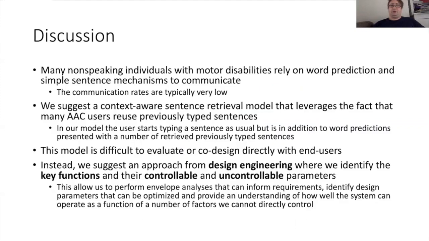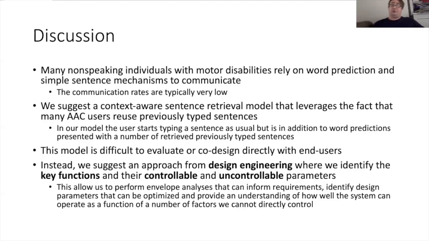Many non-speaking individuals with motor disabilities rely on word prediction and simple sentence mechanisms to communicate. The communication rates are typically very low. We suggest a context-aware sentence retrieval model that leverages the fact that many AAC users reuse previously typed sentences. In our model, the user starts typing a sentence as usual, but in addition to word predictions is presented with a number of retrieved previously typed sentences.